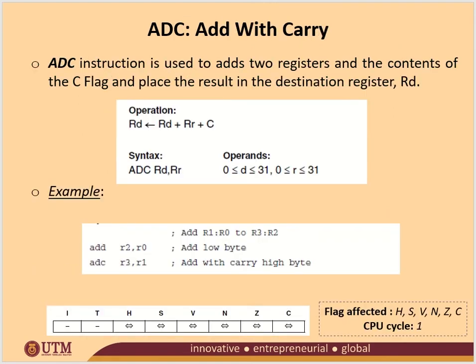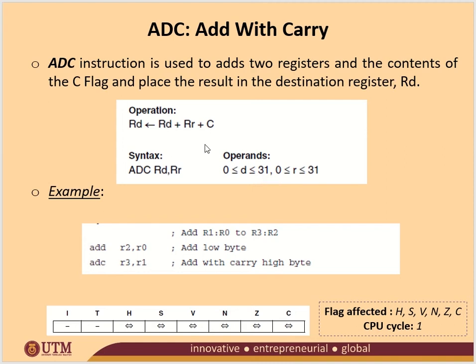Okay, the next instruction is ADDC. ADDC stands for add with carry. This instruction is used to add 2 registers and the content of the C flag and place the result in the destination register. This is the syntax of ADDC: ADDC Rd, Rr. Again, your Rd and Rr can be from R0 to R31.